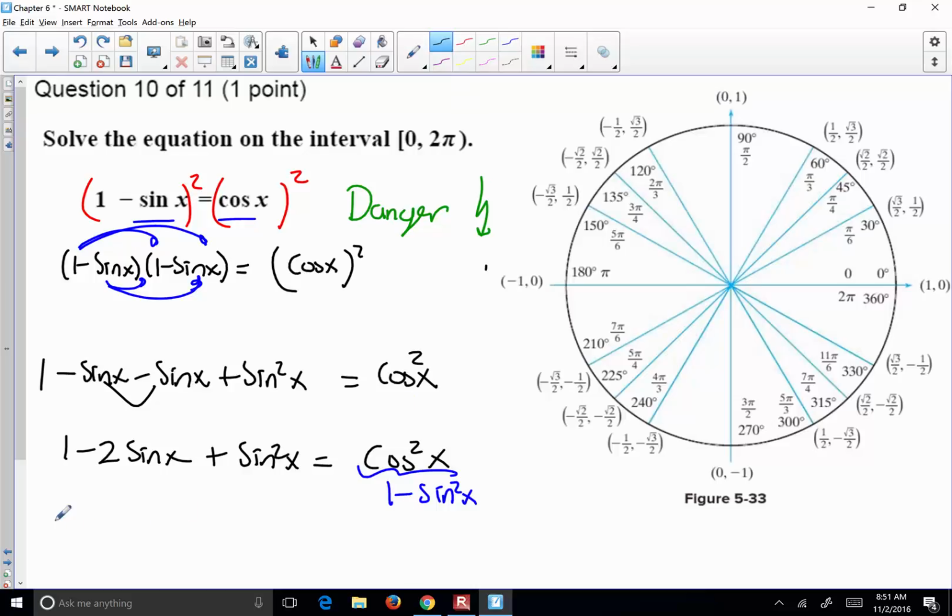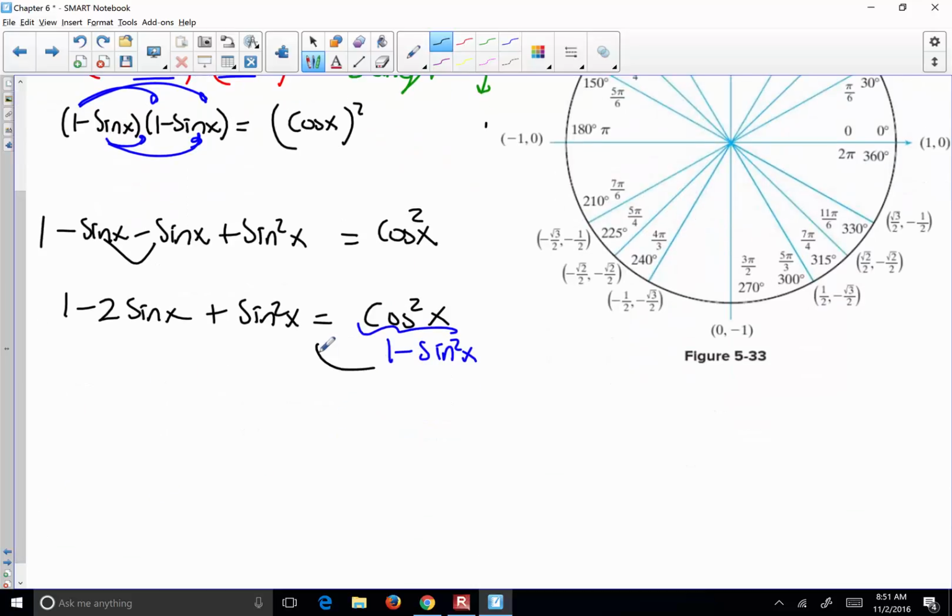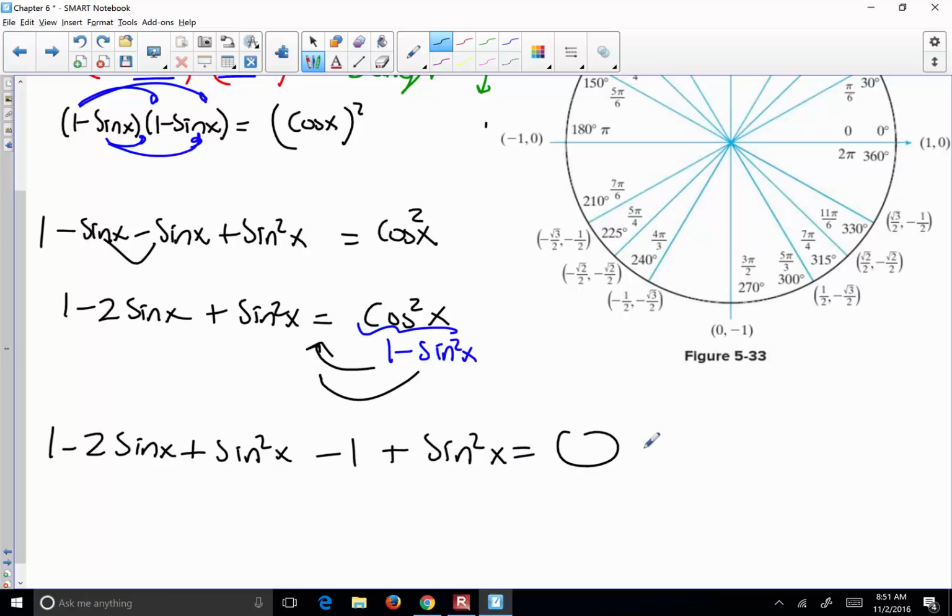And put everything to the left. Take these to the left. So you get this beautiful equation. Look at this. When I put 1 to the left, it turns into minus 1. And when I put minus sine squared to the left, it turns into sine squared. Always move things to the left and keep the right side 0. Watch. Perfect.